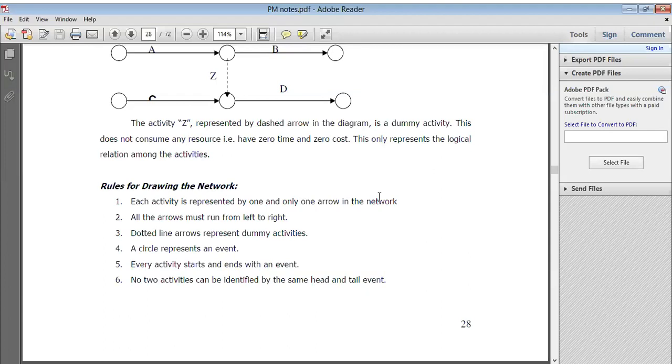Then a circle presents an event. The circle means the event is completed, done or not done. If you draw a circle, it means it's completed. Then B circle, it's completed.